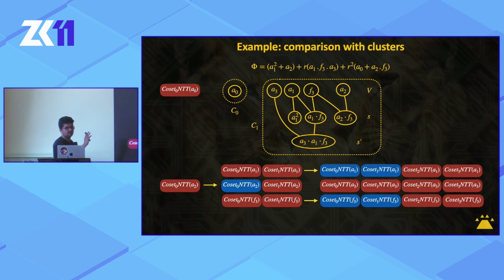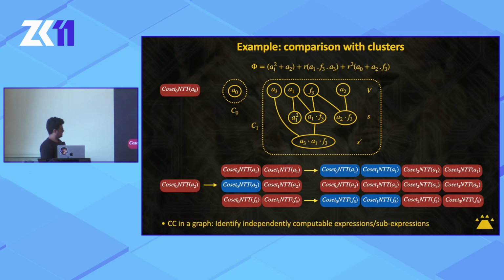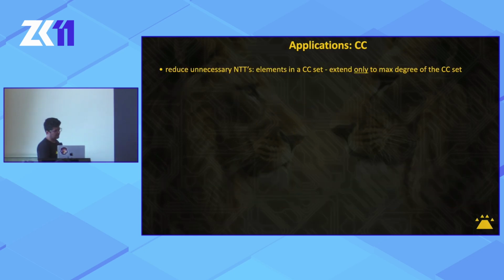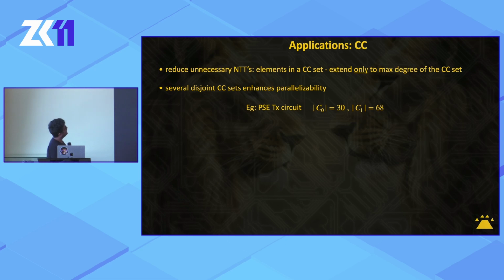Okay, you know which part you have a problem with, which part you may need to rewrite the circuit, rewrite the constraint, whatever you want. So you can use this as an analytic tool to say, okay, should I optimize my circuit differently in order to get my desired result? Basically it identifies independently computable connected expressions. This is my main interest here. As I said before, several disjoint connected sets enhances parallelizability.